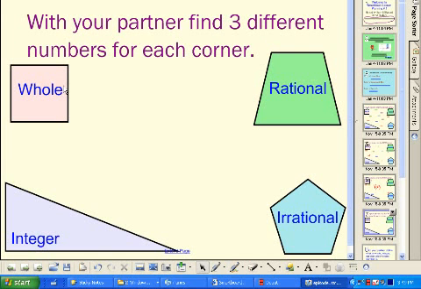And then they would also explain why they think the number belongs in a particular corner. It's always good to have them explain why. Absolutely.